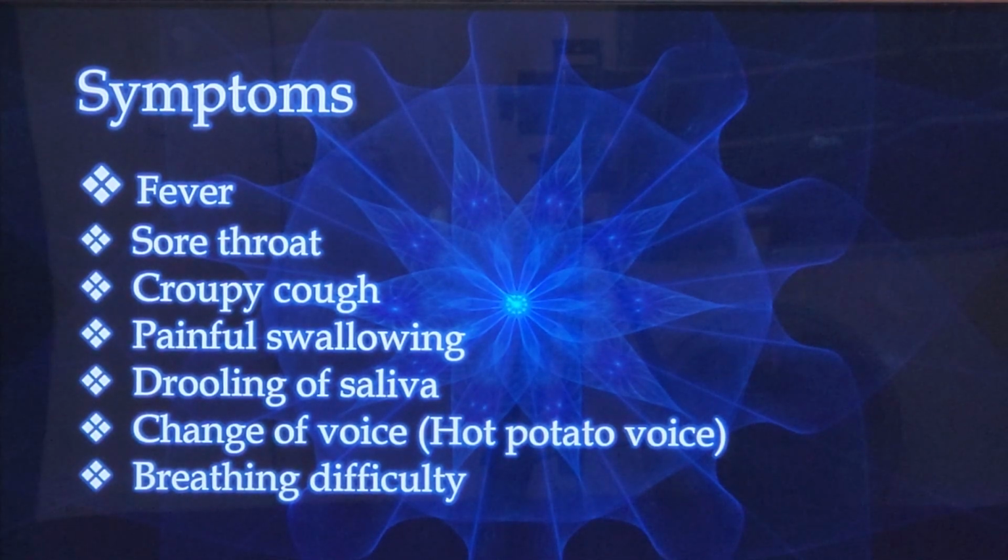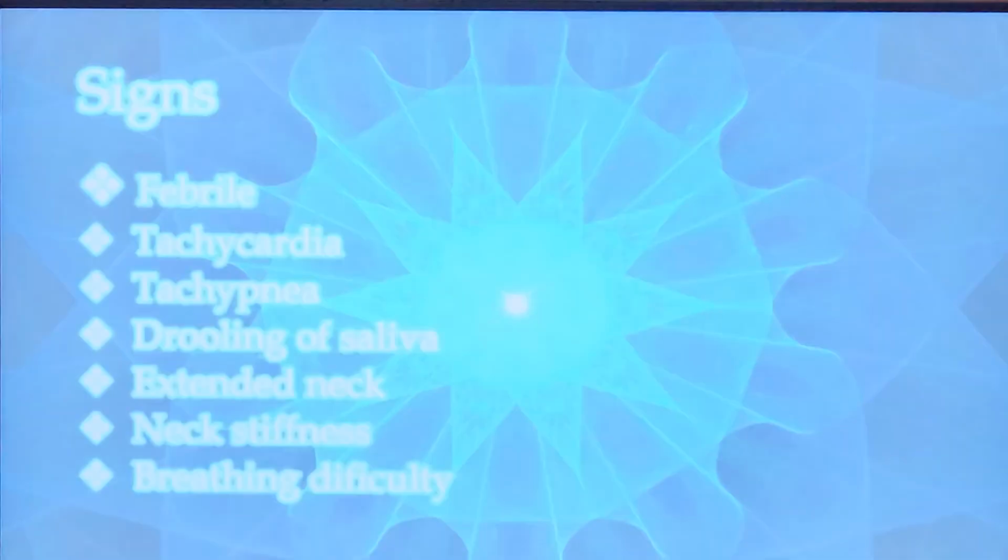It depends. The complaints are, to start with, the child will have fever and cough and refusal to eat, because whenever he drinks or eats, he has throat pain. It becomes so severe that he will not be able to swallow saliva, and there will be drooling of saliva too. At that time, he will have a change of voice, which in medical terms we call hot potato voice. If left untreated, it can proceed to breathing difficulty too.